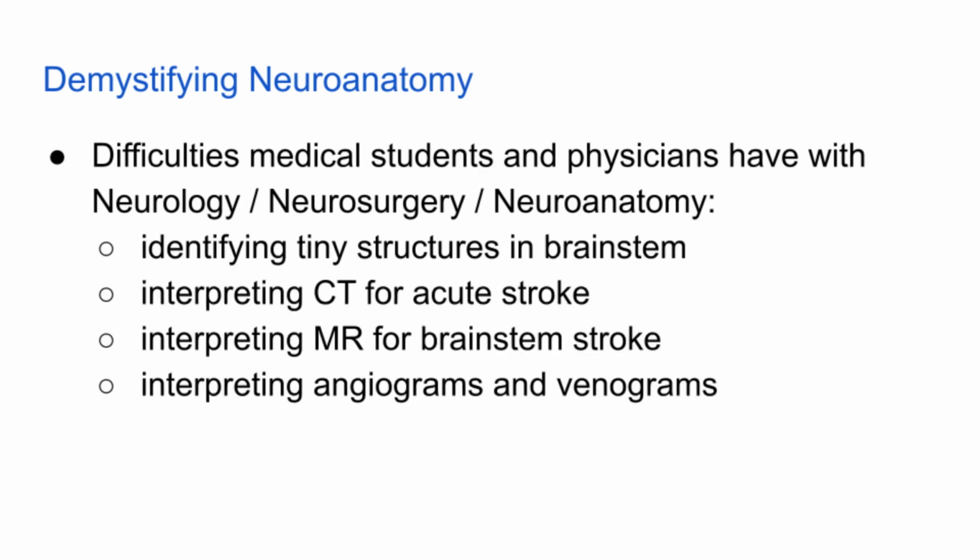How are you supposed to remember all those things you're trying to memorize in neuroanatomy during your first year of med school? How will you now be able to interpret CT scans when you have an acute stroke? Or if you're lucky and you have an MRI, how can you find that brainstem stroke? And we can see that even radiologists can miss out on tiny brainstem strokes. And of course, angiograms are the top tier of difficult imaging to interpret when it comes to neuroanatomy and neuroradiology.